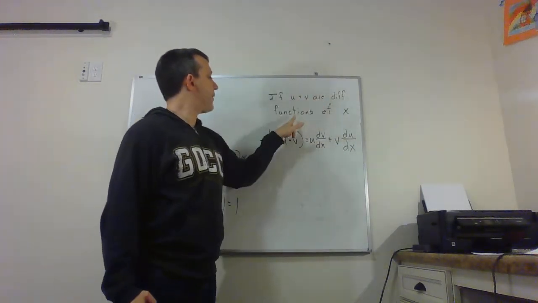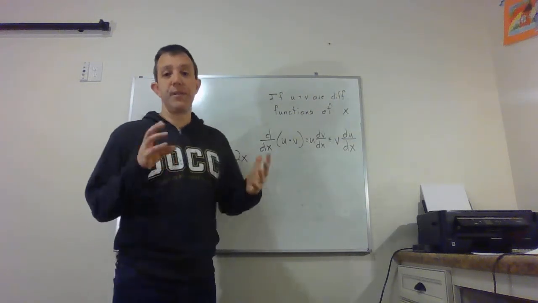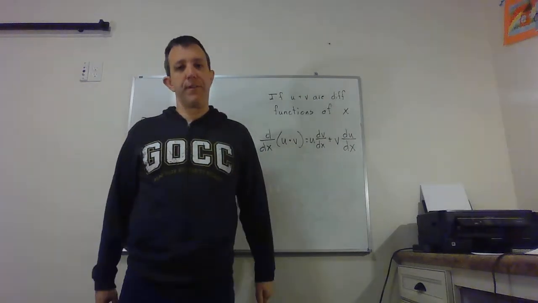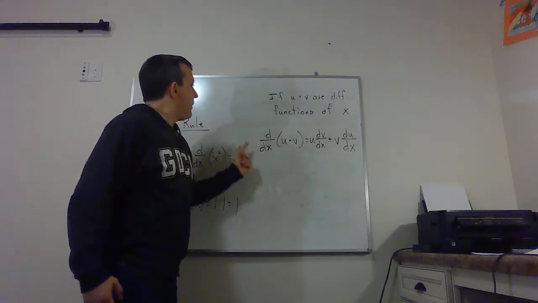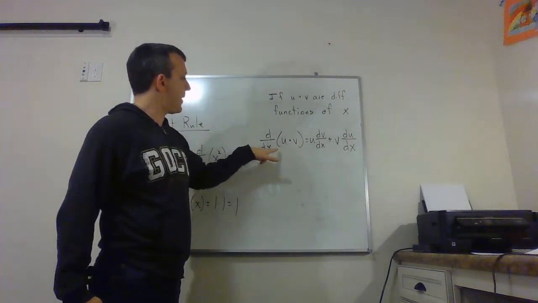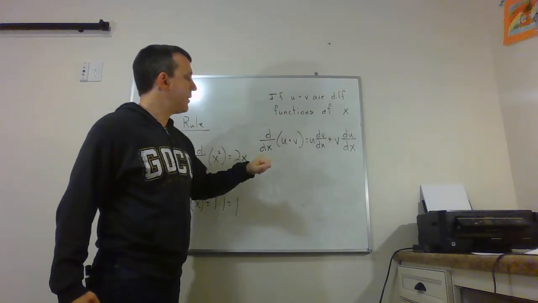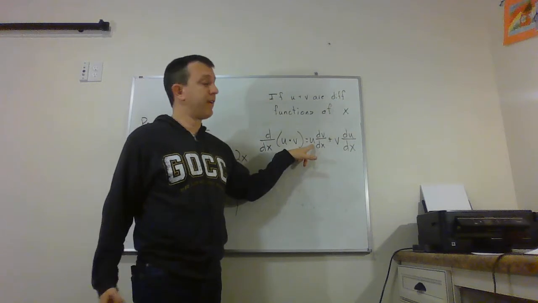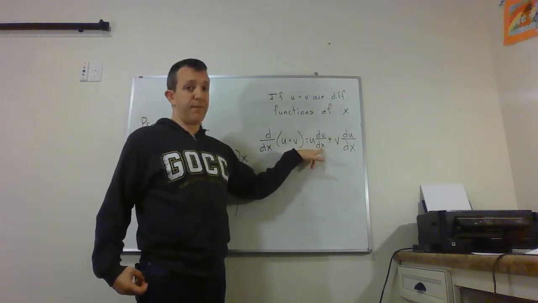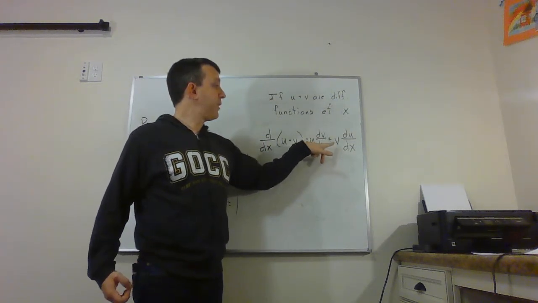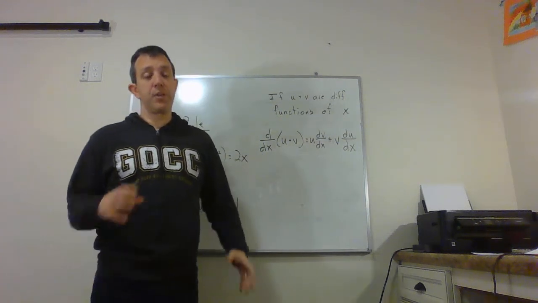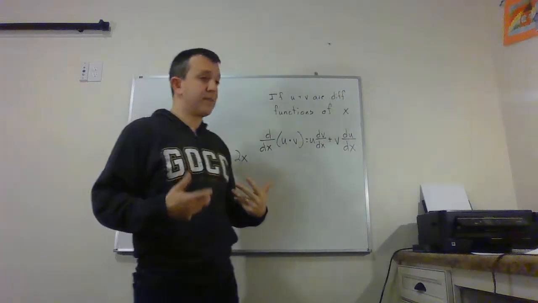If u and v are differentiable functions of x, okay, so again, we have u and v here just standing in as things that we know how to take the derivative of. Then the derivative with respect to x of u times v is equal to u, that first thing we know how to take the derivative of, times the derivative of v, the second, plus the second thing, v, times the derivative of the first.